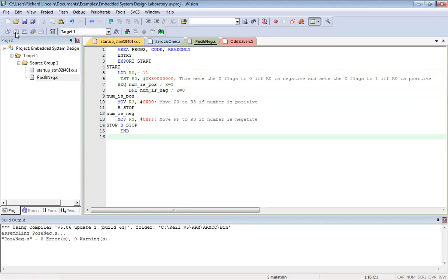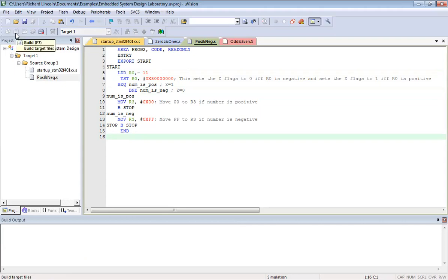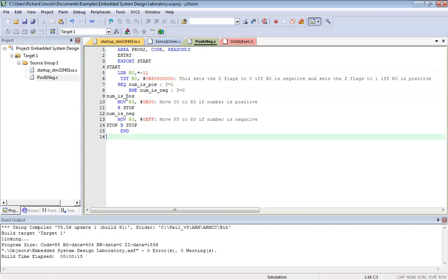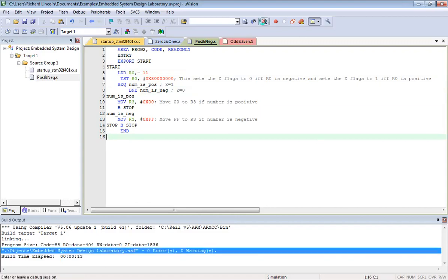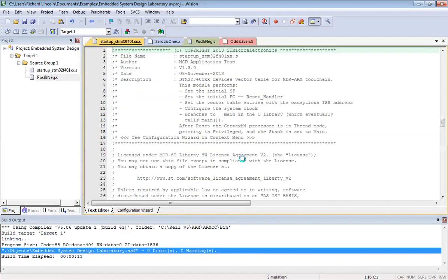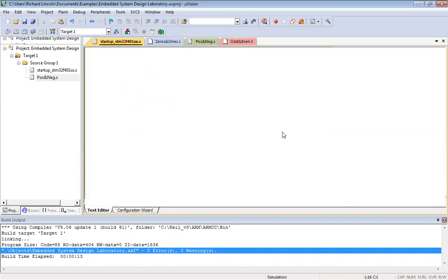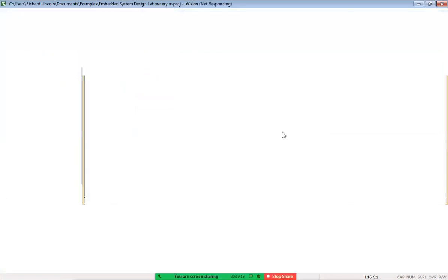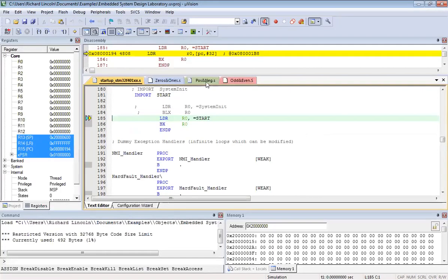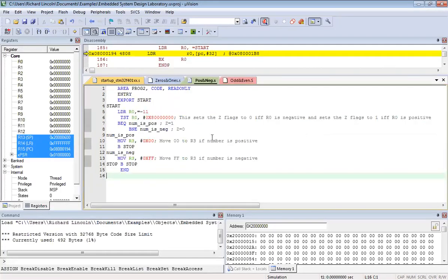Fine, we have 0 errors. Translating is done. Now I'm building. Fine. 0 errors and 0 warnings is good. Now let's get into debug mode.